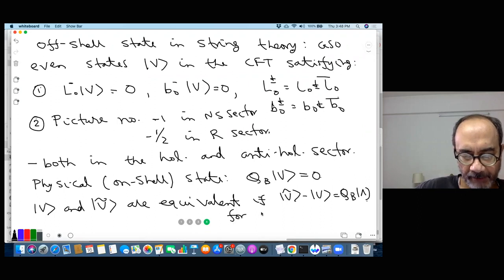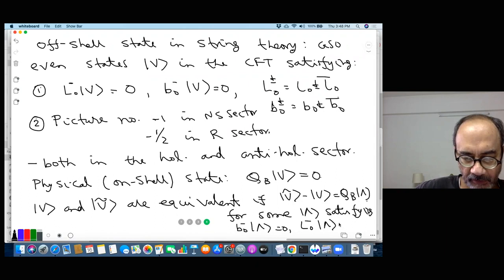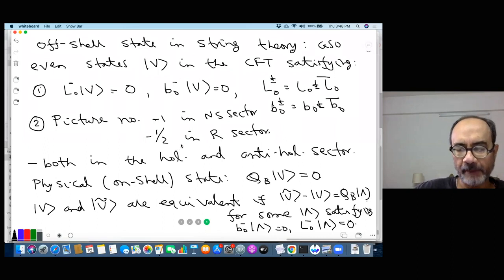For some lambda that satisfies the same conditions, B0 minus on lambda equal to zero, L0 minus on lambda equal to zero. These conditions on the picture number, you don't have to specify separately, because if V tilde and V satisfy the right picture number condition, then so does lambda, because QB has no picture number. So the picture number of lambda is automatically satisfied once V tilde and V satisfy the correct picture number condition.